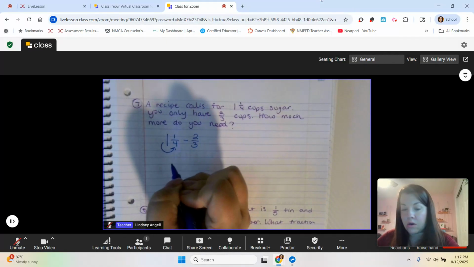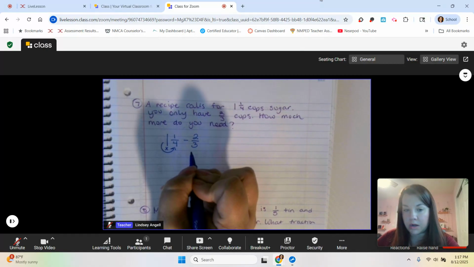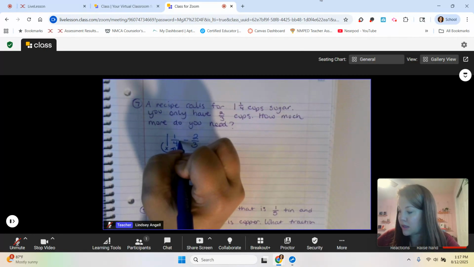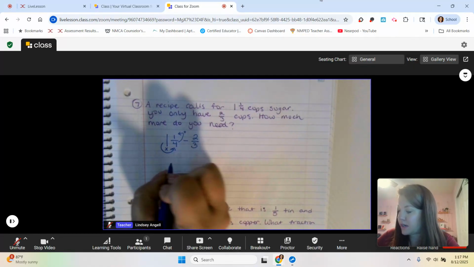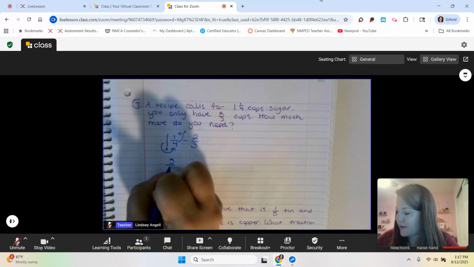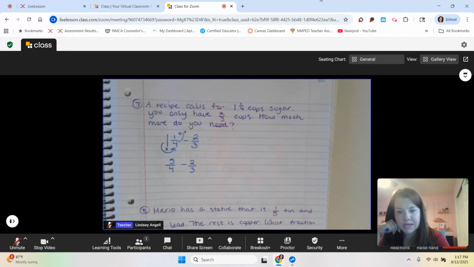We're going to take our whole number and multiply it by our denominator. 1 times 4 is 4. Add in your numerator. 4 plus 1 is 5. So that's 5/4 minus 2/3. Well, now I need a common denominator. So I need to think of a number that 4 and 3 both go into.